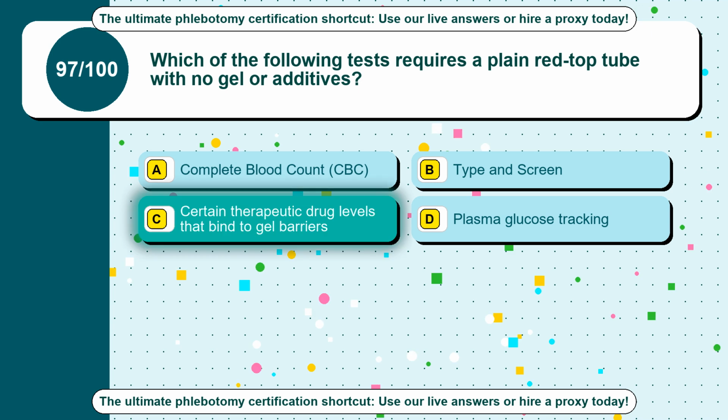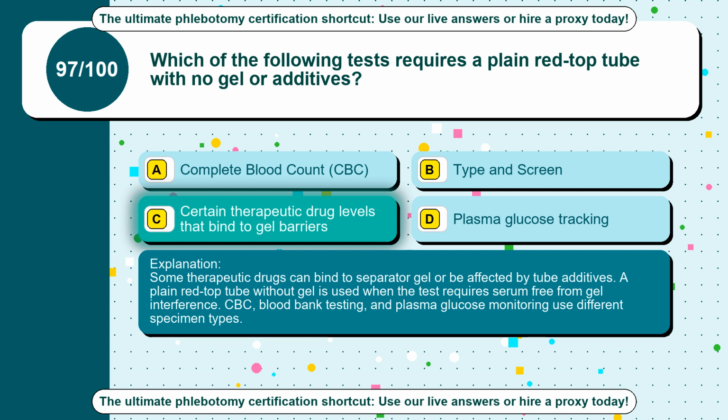The correct answer is option C, certain therapeutic drug levels that bind to gel barriers. Some therapeutic drugs can bind to separated gel or be affected by tube additives. A plain red top tube without gel is used when the test requires serum free from gel interference. CBC, blood bank testing, and plasma glucose monitoring use different specimen types.